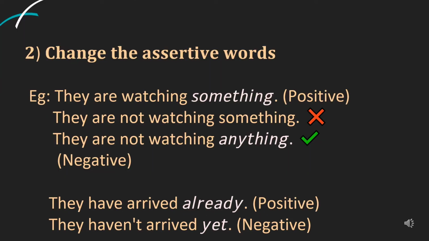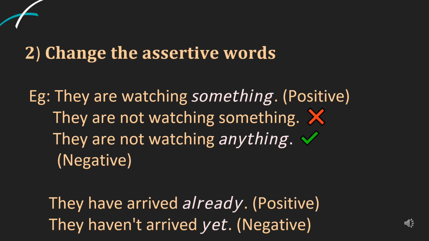There are certain assertive or positive words in sentences like already, somebody, somewhere, etc. that have to be changed when we form the negative. For example, look at the sentence. They are watching something. It will be wrong if we write the negative as they are not watching something. Instead, we have to write it as they are not watching anything.